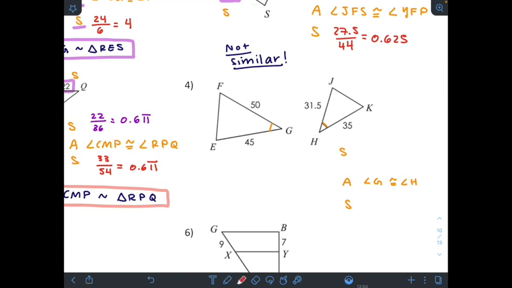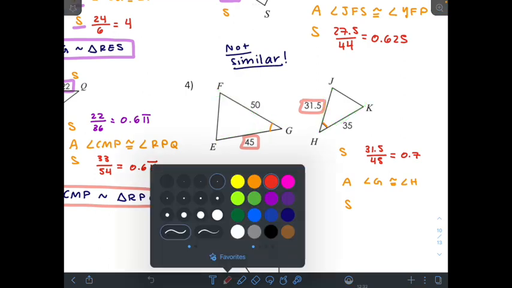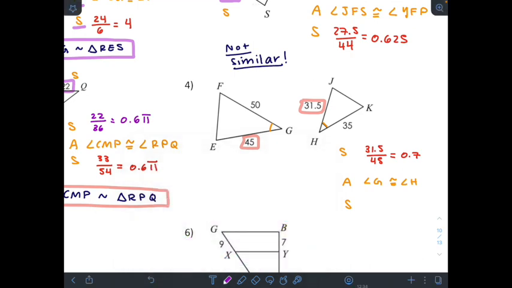Then I need to check my sides. So again, I like to find the smaller side. It's 31.5 and 45 and check that ratio. So 31.5 divided by 45. Then I can see what that equals. 31.5 divided by 45, 0.7. Okay, and again, the angles are between the two sides we know about, so that's good so far. As long as our proportions match, this will be another example of side, angle, side.